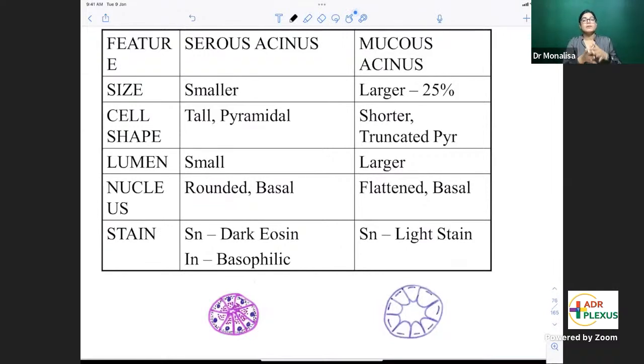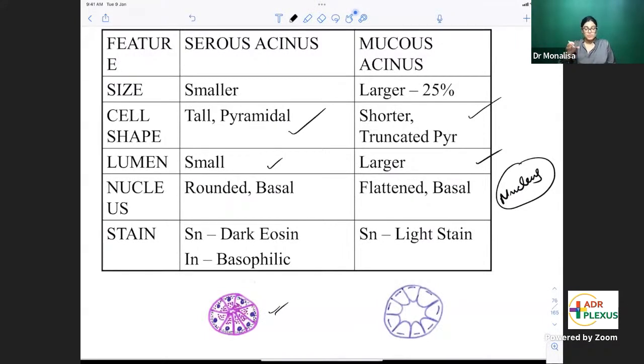When you compare the acini, the serous acini are of smaller size as compared to mucus acini. The shape is also tall and pyramidal in serous, but truncated pyramidal in mucus. The lumen is small in serous and large in mucus. The nucleus in mucus acini is basal and pushed towards the periphery because of the thick secretion, but it is rounded and basal in serous.